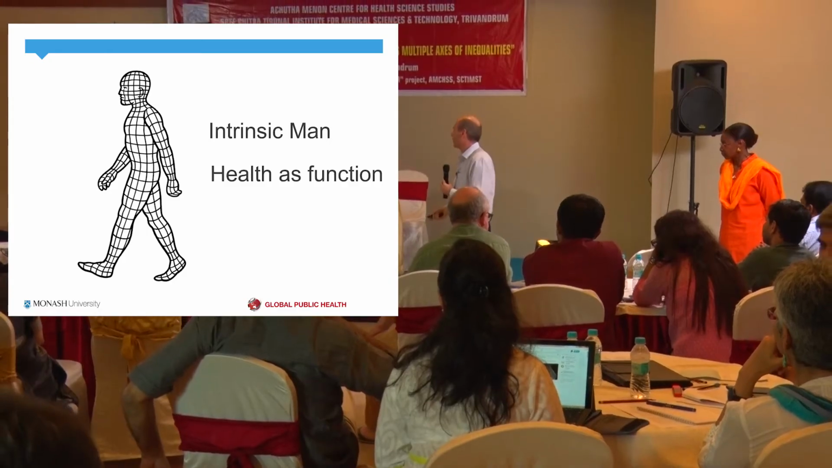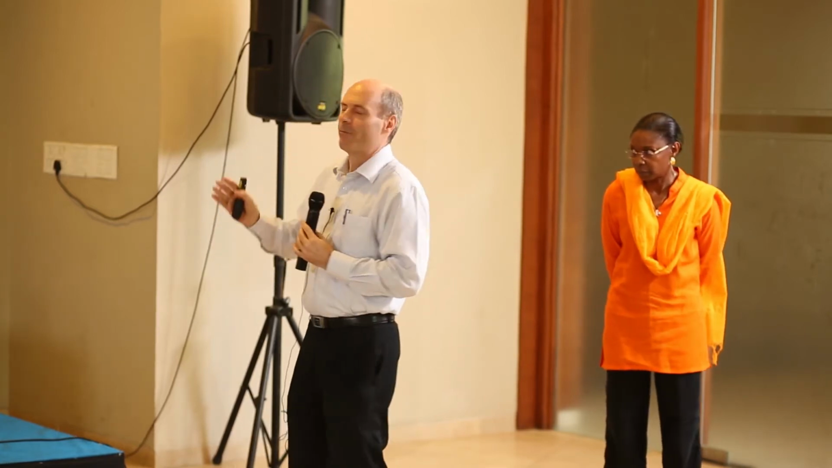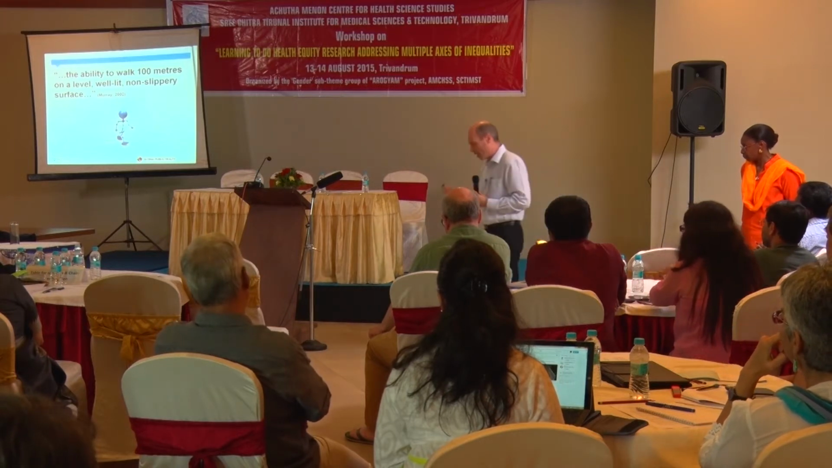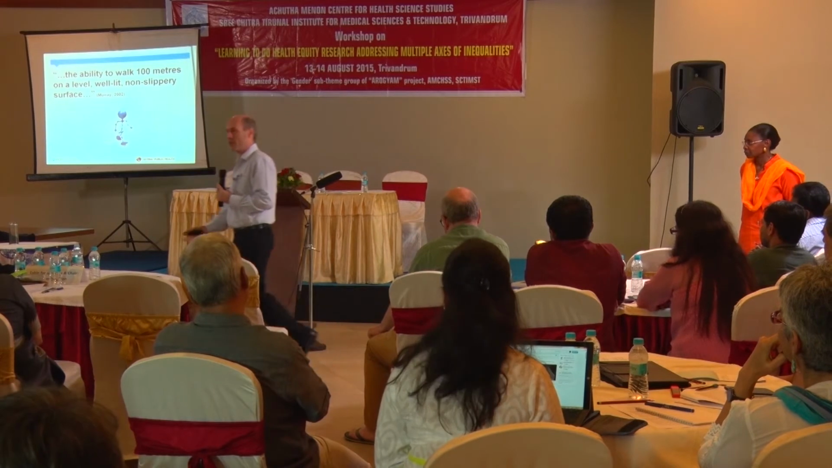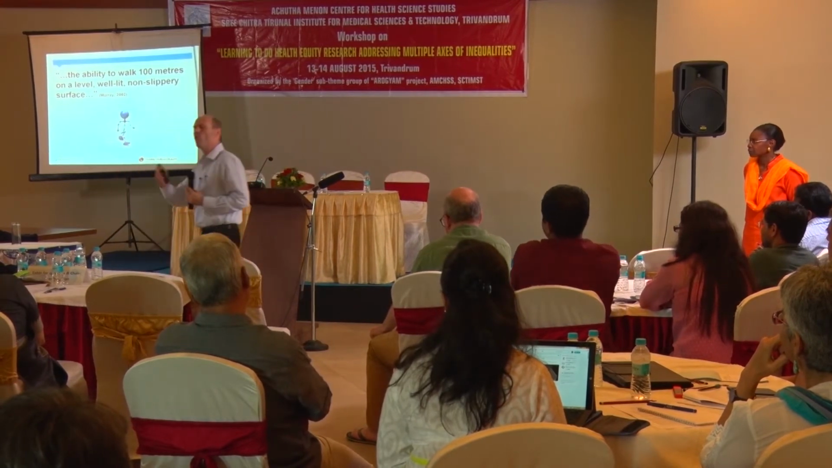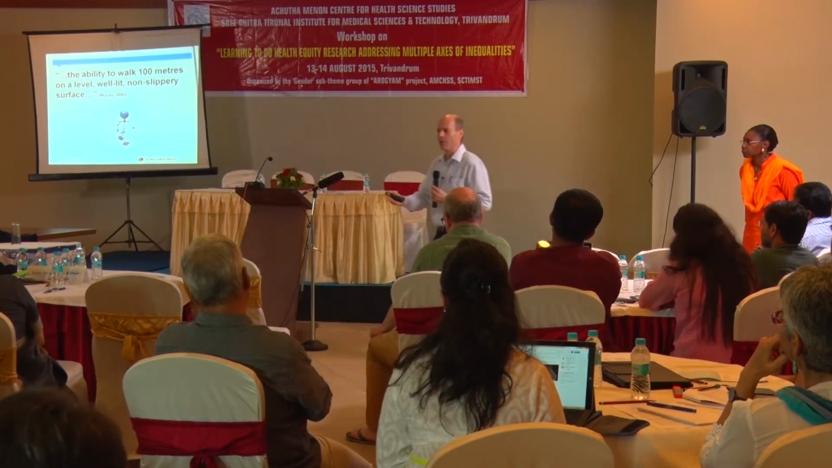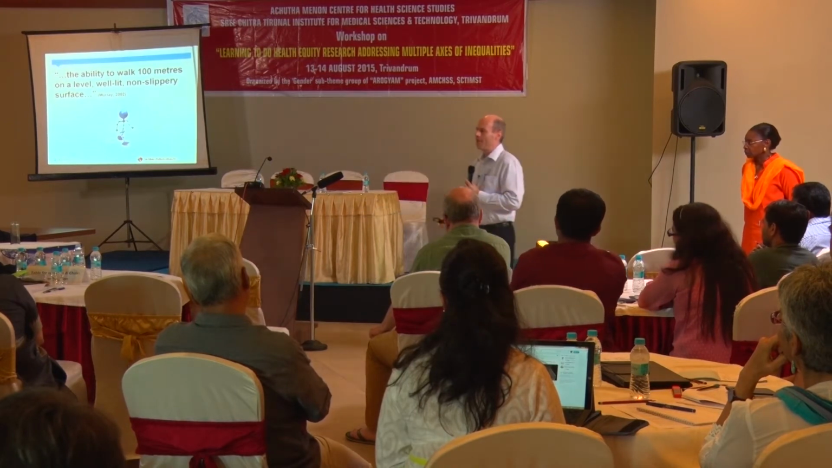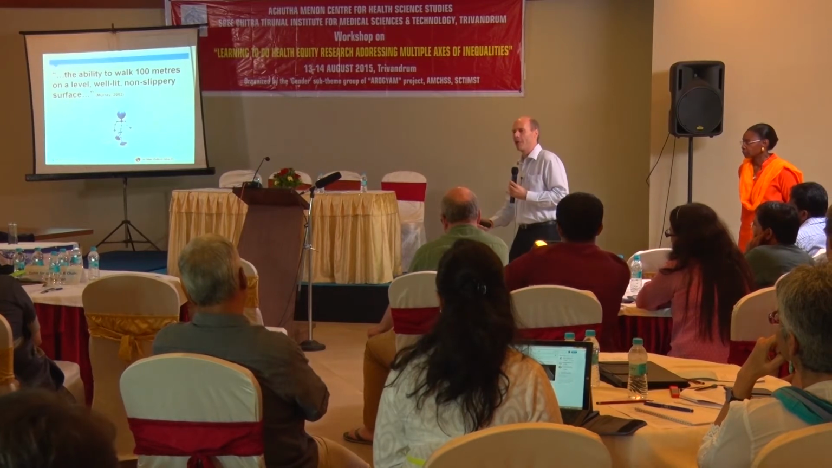Health as a function. And when thinking about, say, mobility, this is the way we need you to think about it. Because you need to know what the average context is for the average person in the average world. We need you to think about the ability to walk 100 meters on a level, well-lit surface that isn't slippery, and that when I ask you about how awful this disability is, you need to think about the disability in this context.